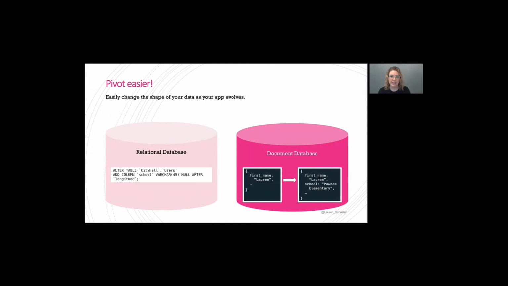If we had implemented schema validation, we would have the option of applying the validation to all inserts and updates, or only to inserts and updates to documents that already meet the schema requirements. We would also have the choice of throwing an error or a warning if a validation rule is violated. With document databases, you can easily change the shape of your data as your app evolves.